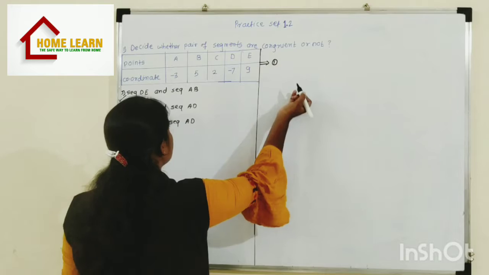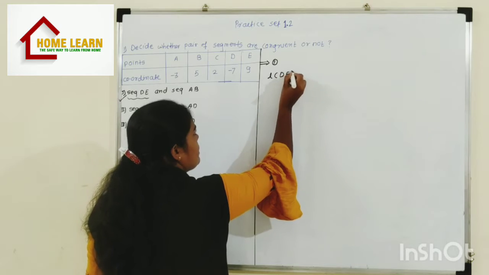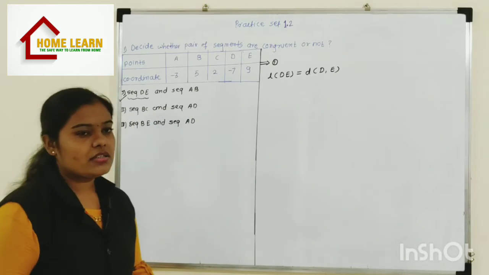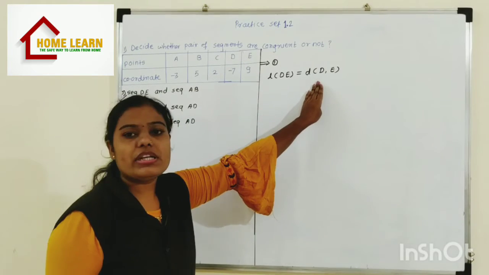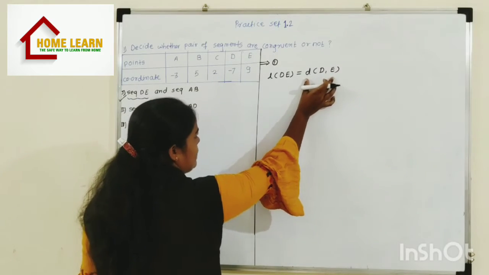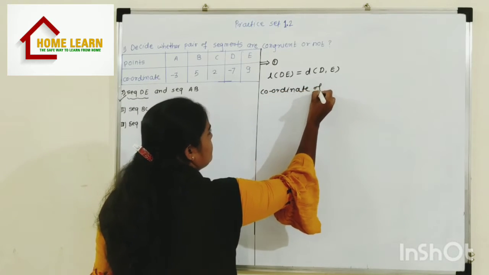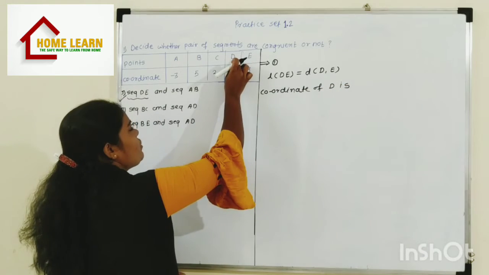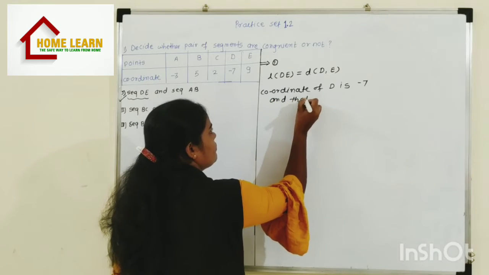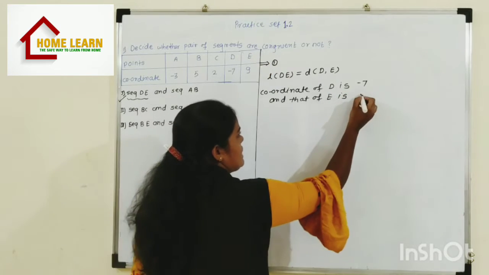So for the first one, first take segment DE. We know that the length of segment DE is the distance between point D and E, and in previous videos we saw how to calculate the distance between any two points. So first calculate the distance between point D and E. For this, write here the first coordinate of point D is -7, and that of E is 9. See here, the coordinate of point E is 9.